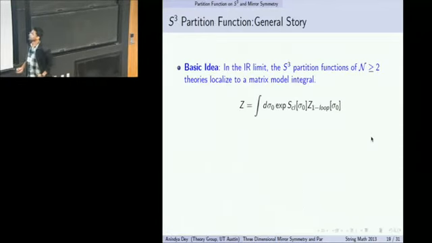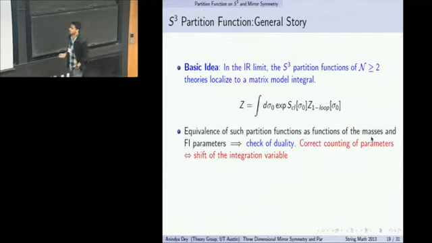Okay, so now let's try to see what the S^3 partition function can actually teach us about these infinite families of quivers. So let's recall the basic idea. The basic idea was in the IR limit, the S^3 partition function of N greater than or equal to 2 SUSY theories localizes to a matrix model integral, which looks of this form, sigma being the vev of the adjoint N=2 scalar.